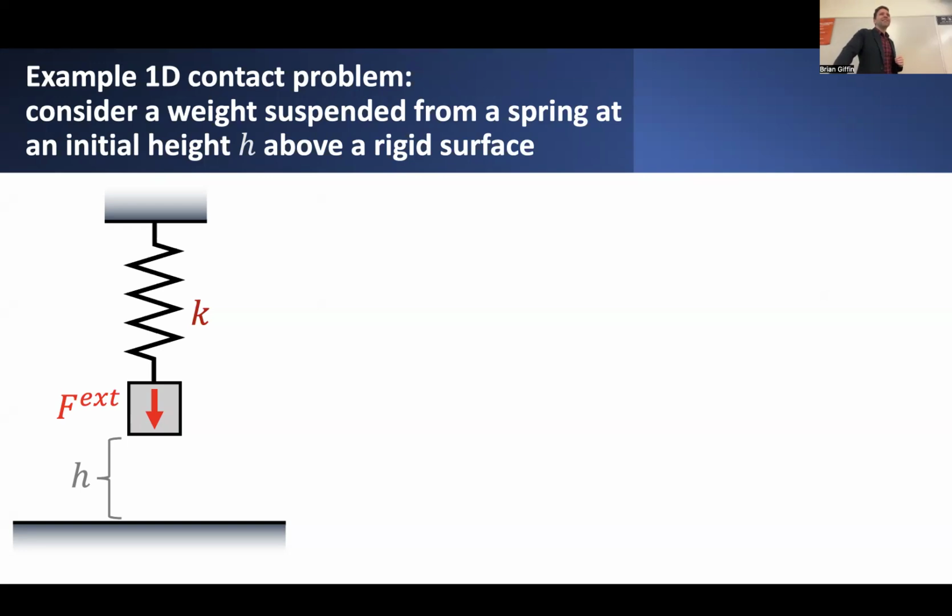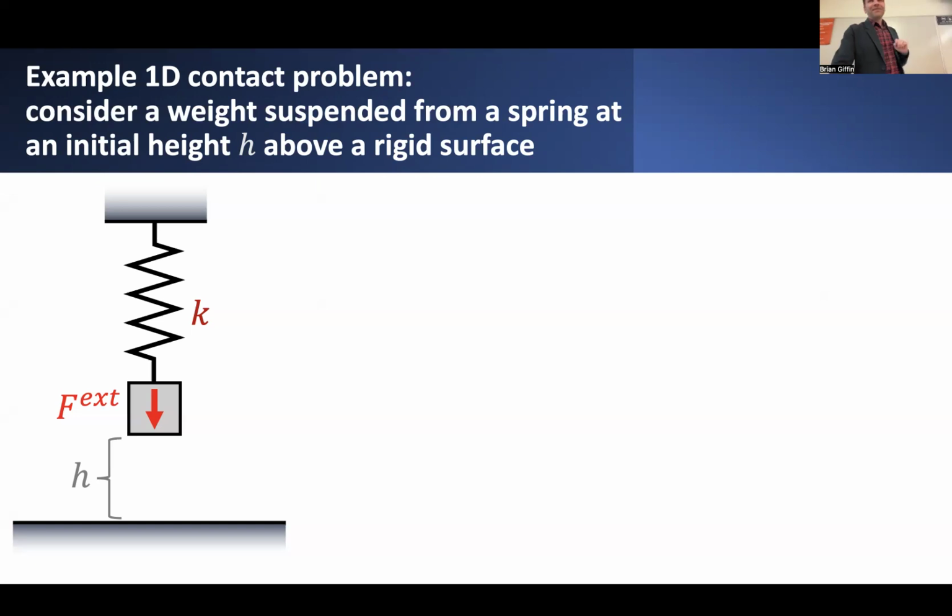All right, let's also make things a little bit more interesting. Obviously, we could go about solving this problem without any issue, but the key distinction we're going to add to this new problem is we're actually going to make this block be suspended initially above a rigid surface with an initial height h. And this small change is actually going to throw a huge wrench into the works of how we go about solving these basic mechanics problems.